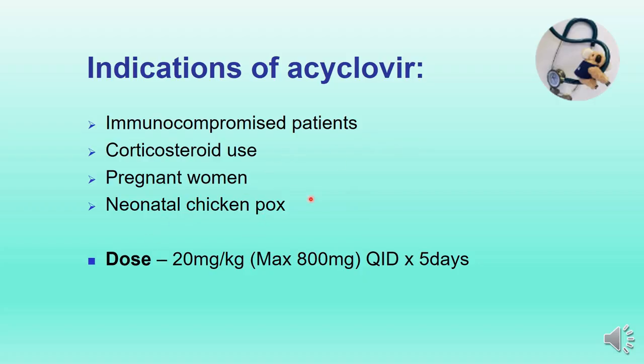Then the dose of acyclovir is 20 mg per kg. Maximum you can give is 800 mg. 6 hourly you can give for 5 days.